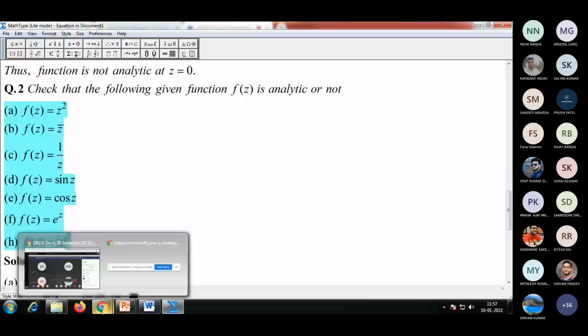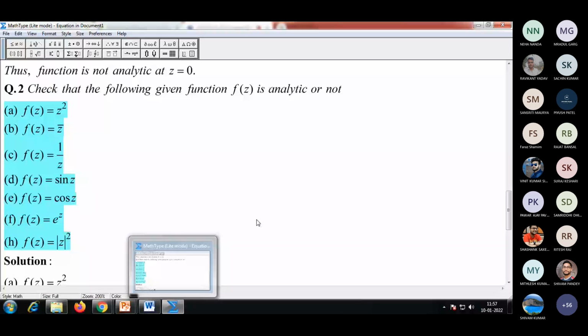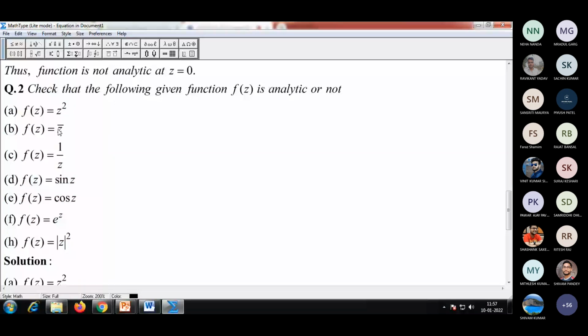Excuse me, sir. Yes, please. Sir, in the second B part, will it be analytic throughout but not at z equals 0? You are saying f(z) equals z bar. Is there any point at which it is analytic? Sir, it will not be analytic at z equals 0 only, and except z equals 0 it will be analytic. How? Just check it.